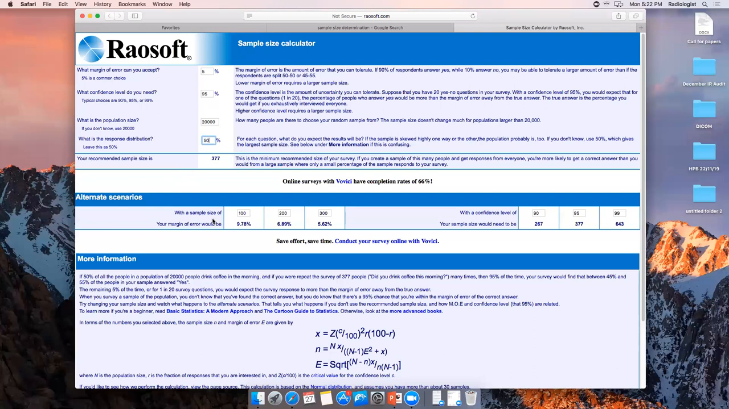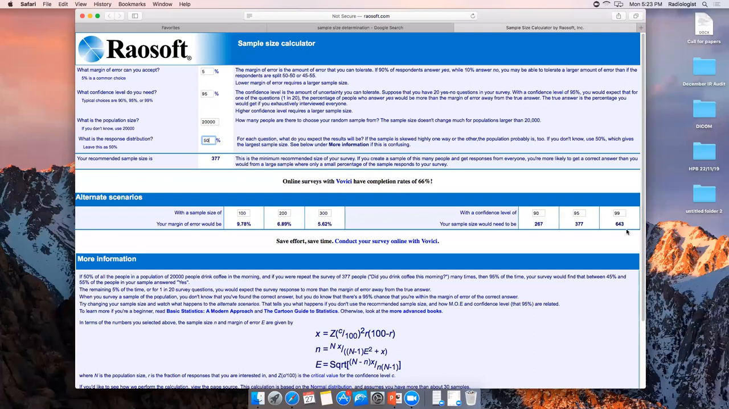This site also gives you what confidence you'd have if you change your sample size, just as a rough idea. So if you wanted to be 99% confident in your results, you'd need to study 642 people. Well, for me as a student and a resident, what sample size do you wish to study? 377 at 95%, or go for the 99 with 642?